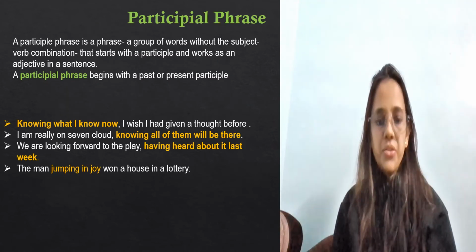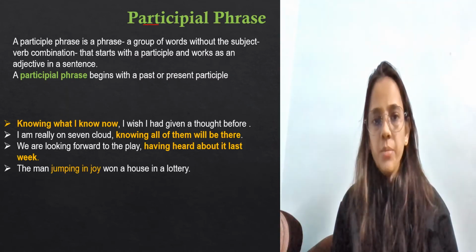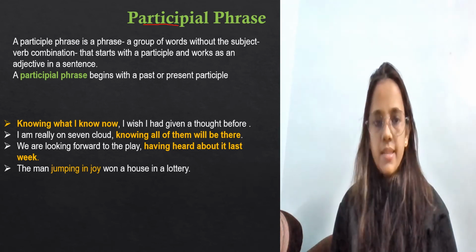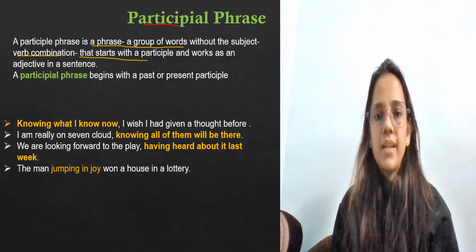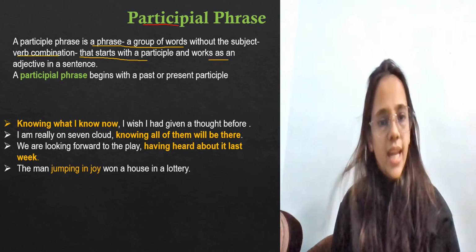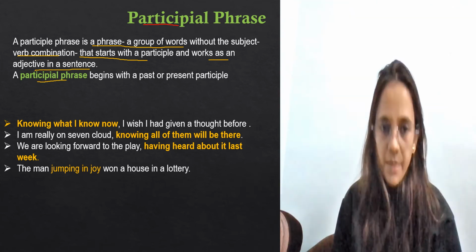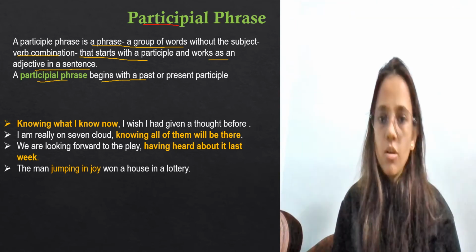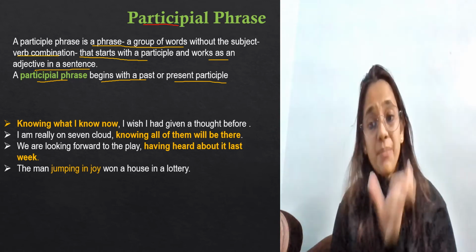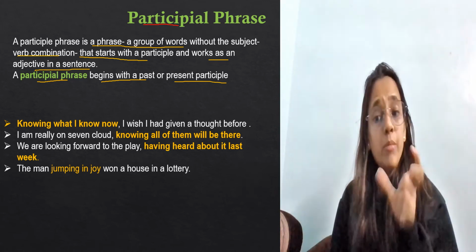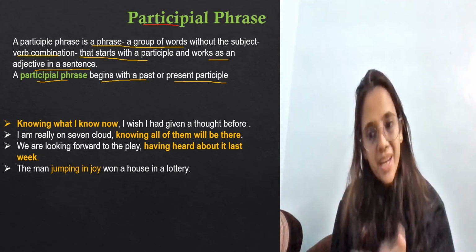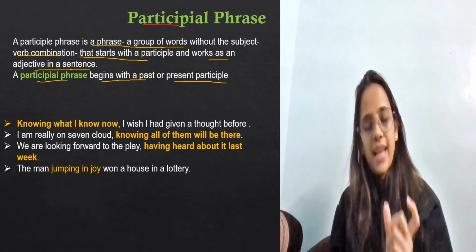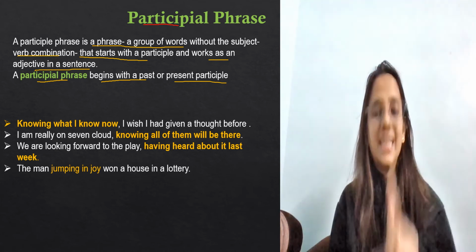So the last one for today is the participle phrase. Now what do you mean by participle phrase? A participle phrase is a group of words without the subject-verb combination that starts with a participle and works as an adjective in a sentence. A participle phrase begins with a past or present participle. I'm not talking about the sentence. Please don't get confused. The participle phrase starts with a participle, that is past or present, not the sentence.